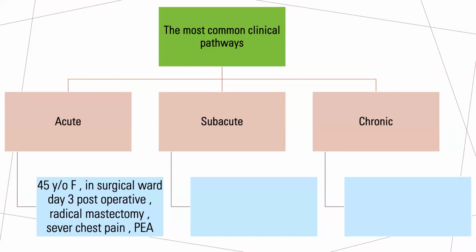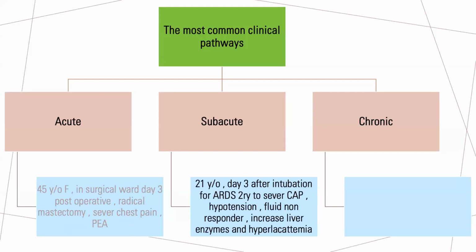So the second scenario is the subacute. A 21-year-old male patient, day 3 after intubation, secondary to ARDS and severe community acquired pneumonia. Now he is hypotensive, fluid non-responder, with increased liver enzymes and hyperlactatemia. This is another scenario we are facing, what's called subacute right ventricular failure secondary to ARDS and secondary to mechanical ventilation with a hyperprotective strategy.